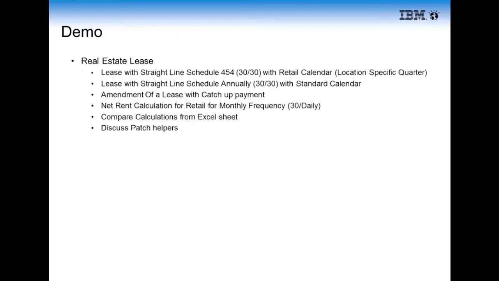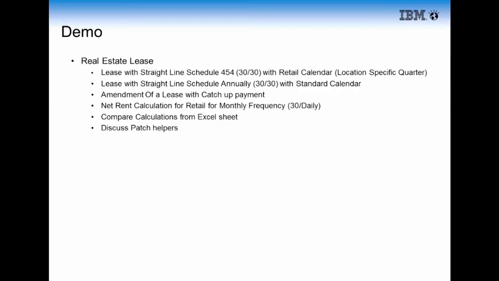I would like to make use of the location-specific quarter partial schedule that Young created while demonstrating the partial payment. I would go on a 454 schedule with a 30 basis on a retail calendar. There could be various combinations. We could have come up with a lot of demos, so I just want to focus so that we have at least one 454 demo on a 30 basis, and then I have a straight line schedule for annually with a standard calendar on a 30 basis.